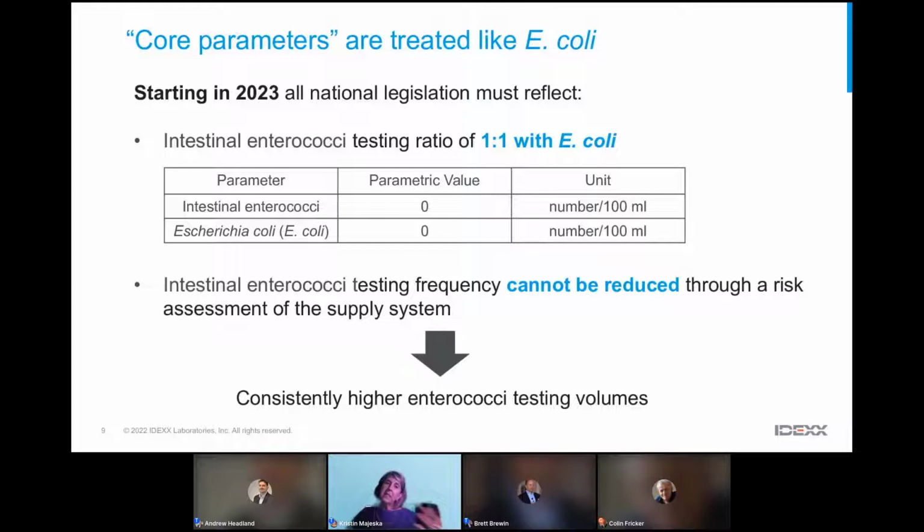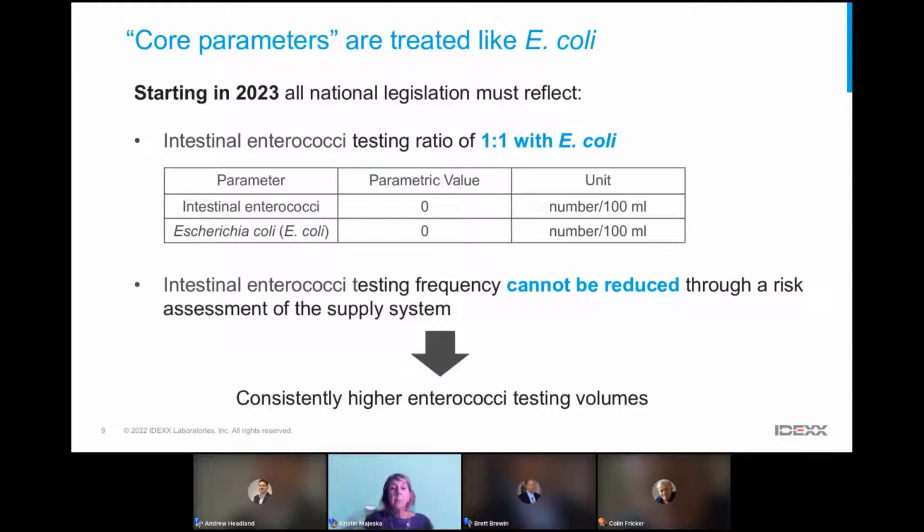So again, what's different about a core parameter? What you'll see when your country does its transposition into its national regulation or legislation is that for every E. coli test that is run in a drinking water distribution system, an intestinal enterococci test will need to be run as well. That's at the minimum. There may be more. And as you can see, the acceptable limits per the directive are also the same for both of these parameters. No detection above 0 per 100 milliliters, measured by number. That could be CFU or MPN.